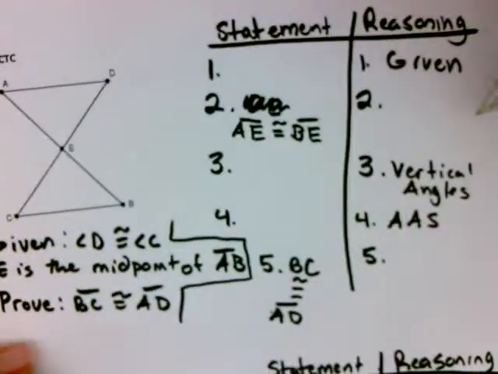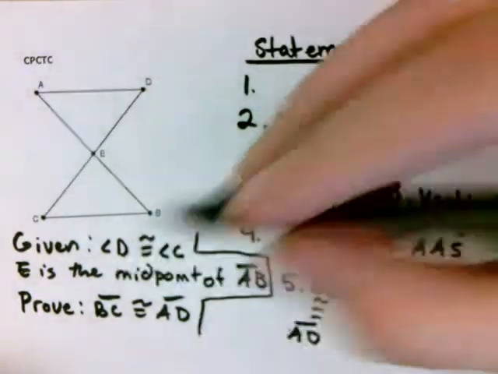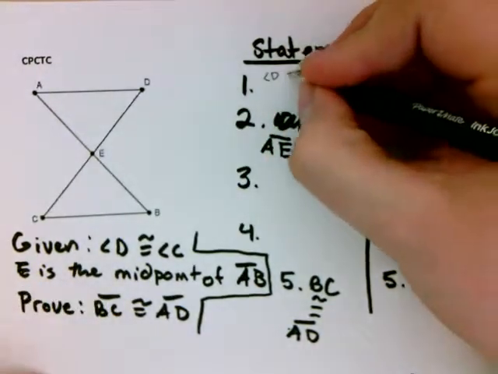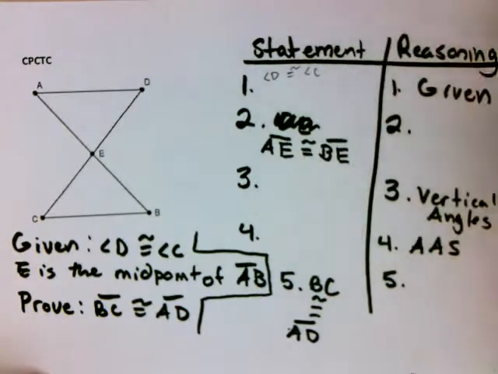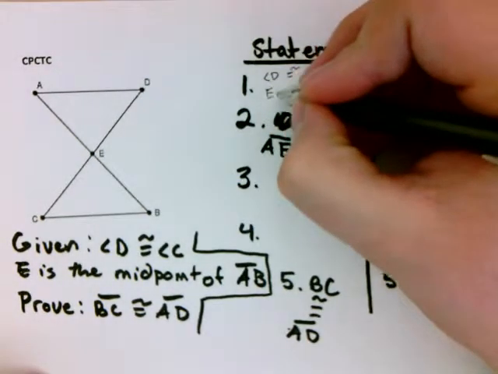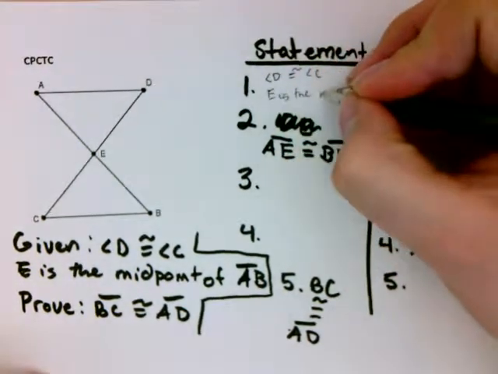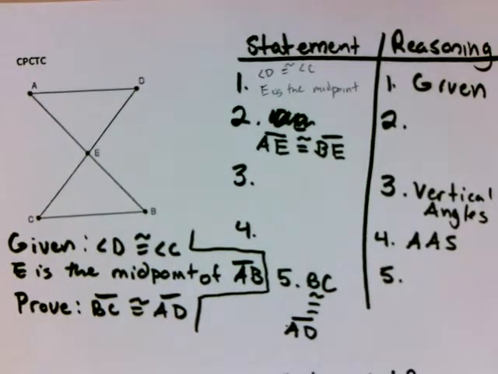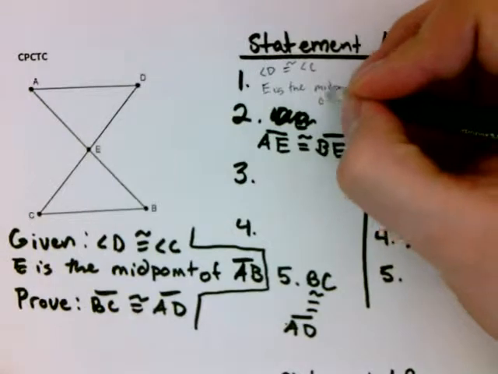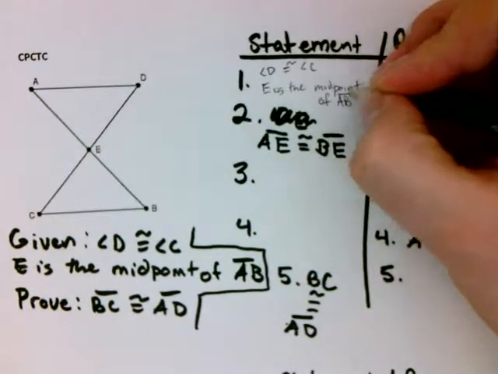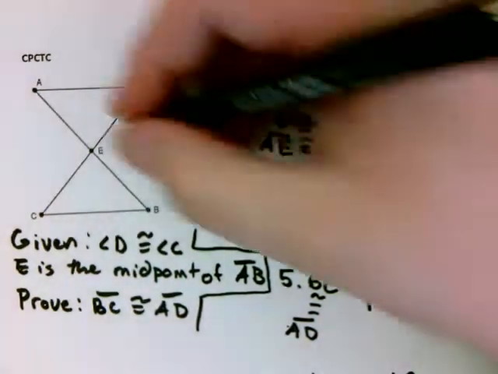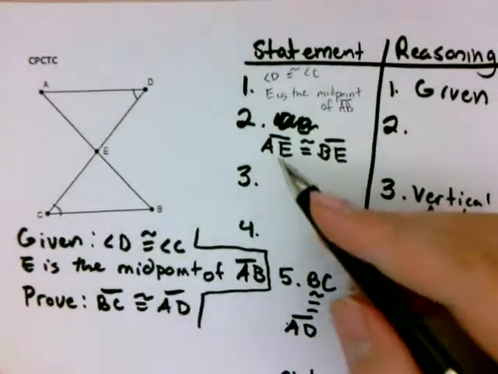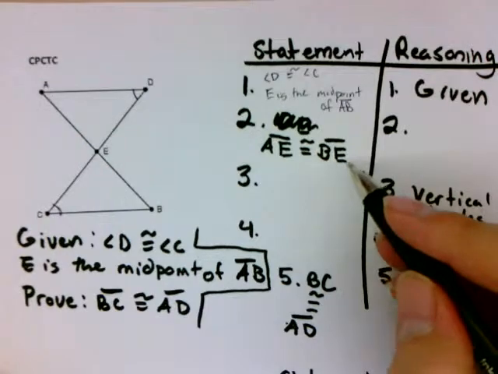First thing, given. What's given to you? Well, angle D is congruent to angle C. We know that, okay? And then E is the midpoint of AB. So let's label D and C. D is here, C is here. We labeled it. Second one, AE is congruent to BE.